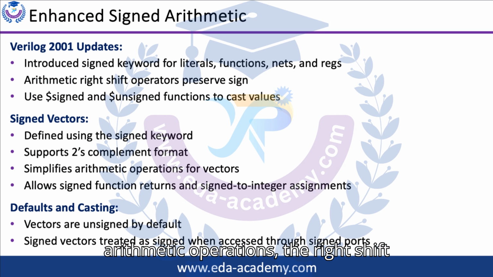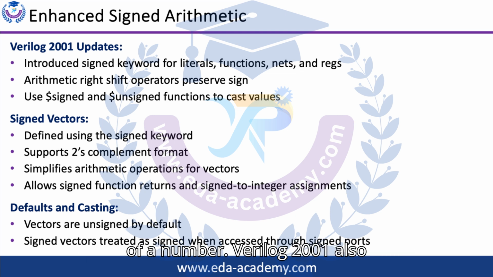When performing arithmetic operations, the arithmetic right shift operator, >>>, in Verilog maintains the sign of the value, unlike the logical shift operator, >>, which does not. This feature is crucial when dealing with signed numbers because it ensures that the sign bit remains consistent, preventing unintended changes in the sign of a number.